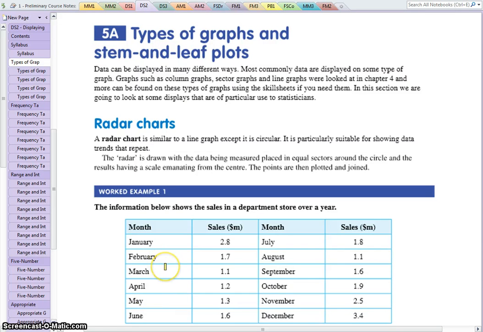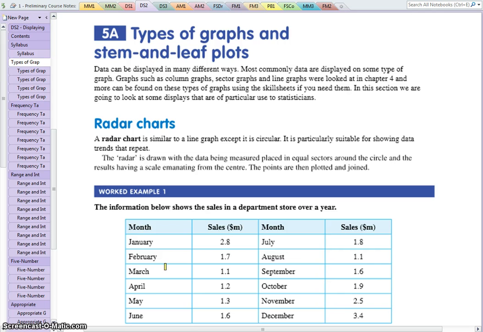Most commonly, you display data in a type of graph. The reason for that is it's just nice and easy for people to find, read, and understand them. Okay, we've looked at sector graphs, we've looked at column graphs, and line graphs. And you can use the skill sheets that are at the back of your workbook if you want to, and I would recommend that you do. In this section, we're going to look at some of the displays that are of particular use to statisticians.